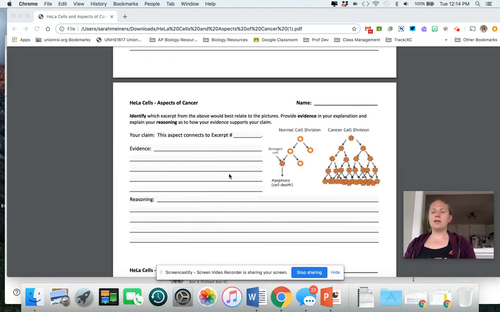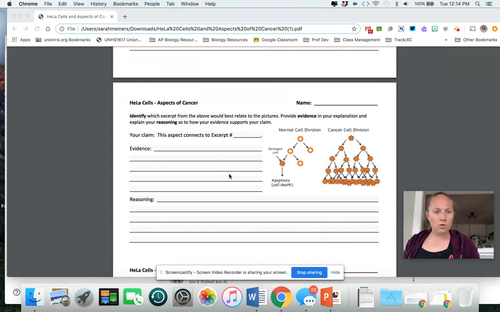Okay, now what you're doing is you're basically identifying, we took each of these different excerpts and matched them to a different aspect of cancer. Now we're going to match these excerpts best to the diagram they're describing. So if you had to have a diagram that described each excerpt, which one would you choose? I'm not going to go into the whole evidence and reasoning thing for these, but I'm going to tell you which ones match to which. And just like before, there can be more than one answer for these. So I'm going to give you the answers that you could get for each one.